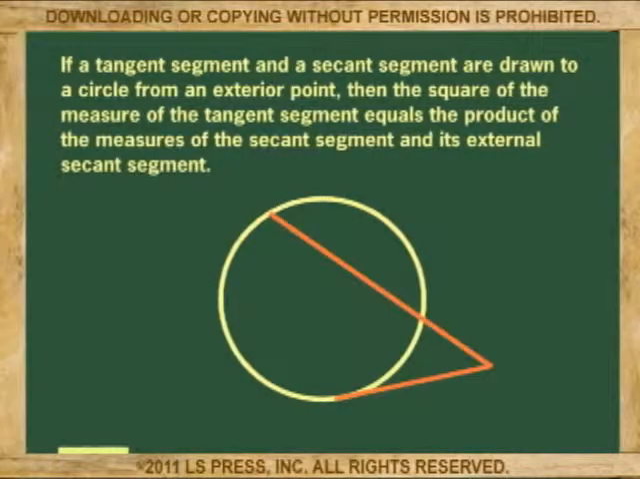If a tangent segment and a secant segment are drawn to a circle from an exterior point, then the square of the measure of the tangent segment equals the product of the measures of the secant segment and its external secant segment.